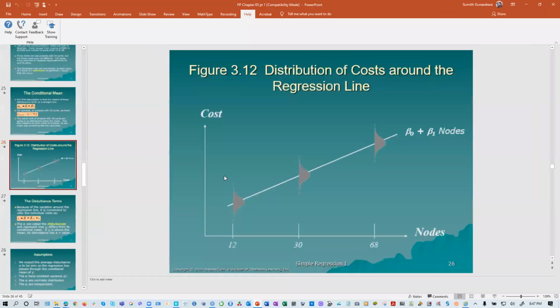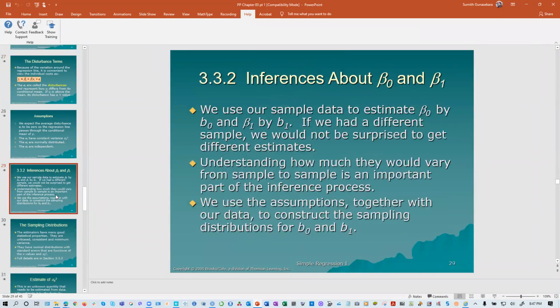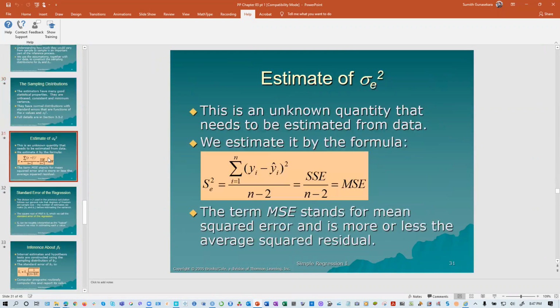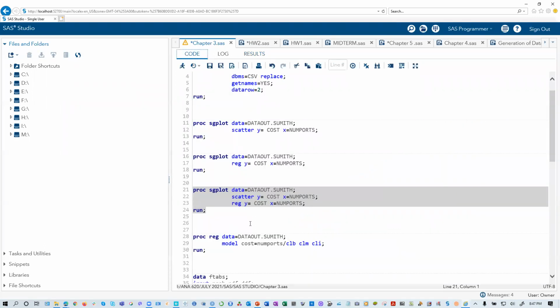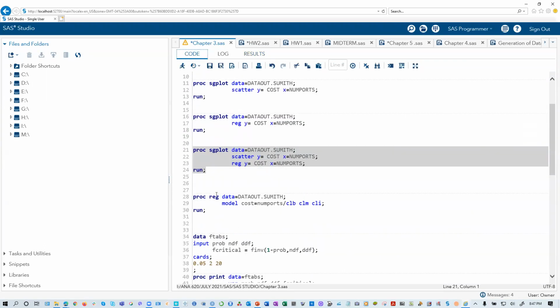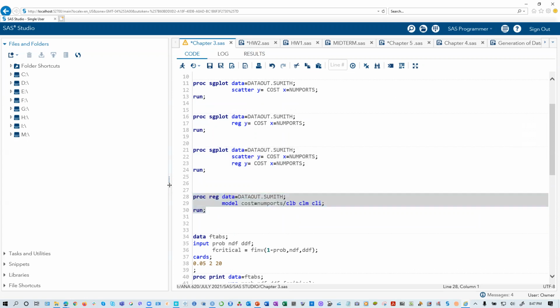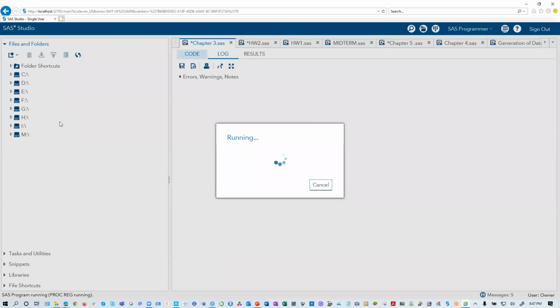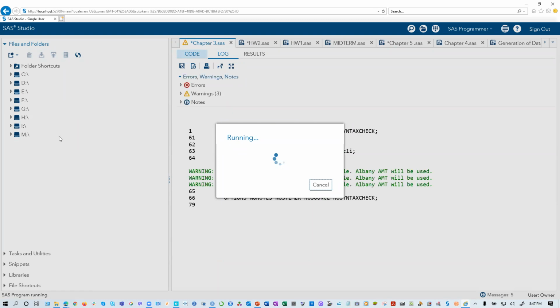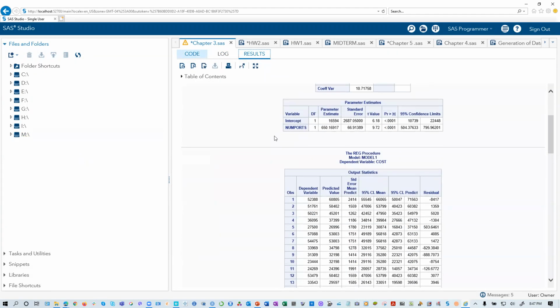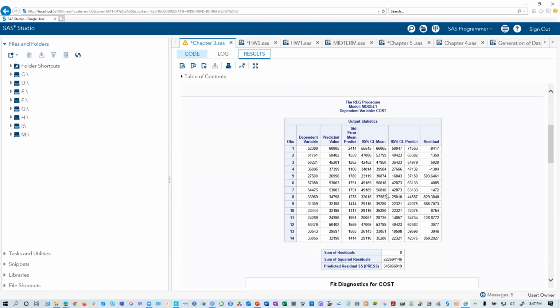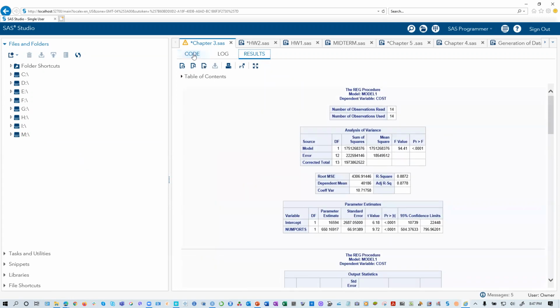So we'll go through that one. Now you want to find. You go to the codes. We ran the regression, cost against number of nodes. CLV, CLM, CLI. Let's see what this means. Let's run. This is what I'm interested in. Look at what I got.